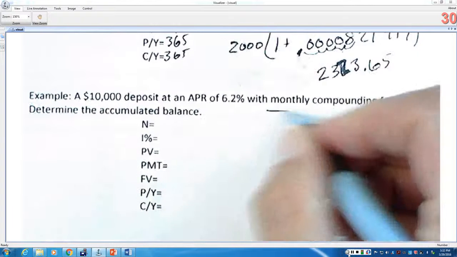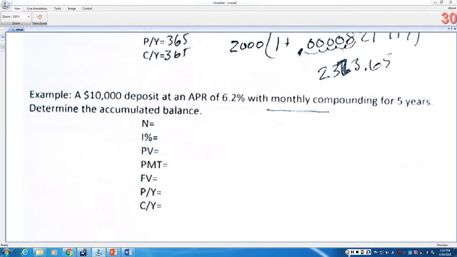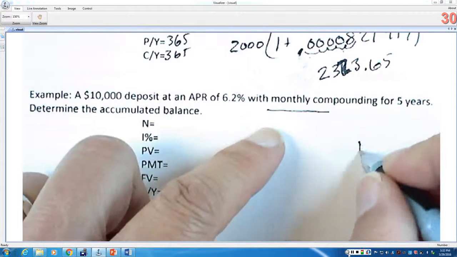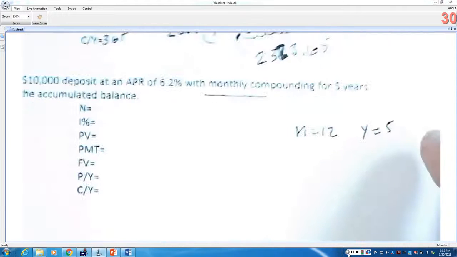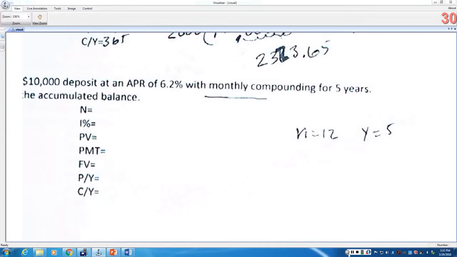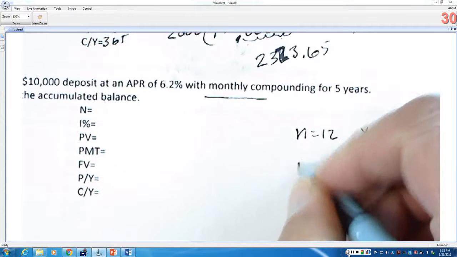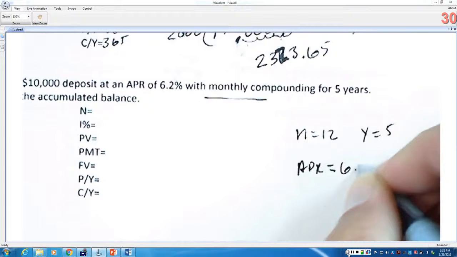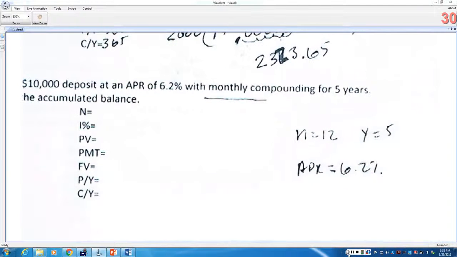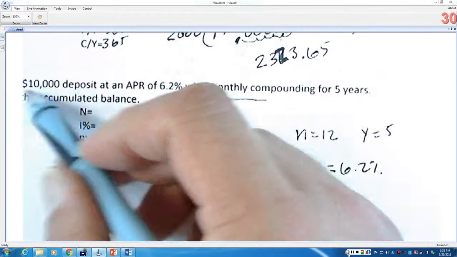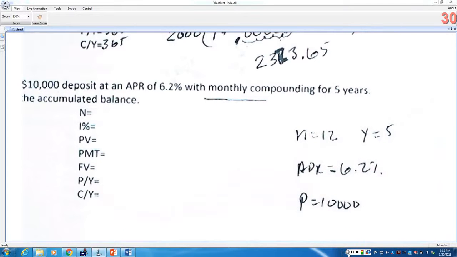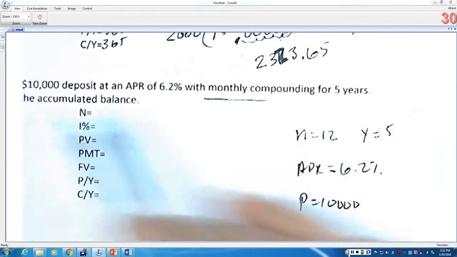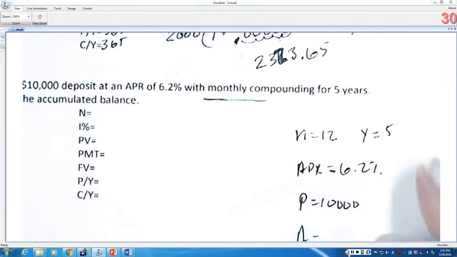Now, monthly, what do you think you're going to have for N? Monthly, 12 times 5. Yes, it's going to be 12 times 5. N is equal to 12, and Y is equal to 5. That's correct. And then you have your APR. Your APR is equal to 6.2%. You have a principal of $10,000. You want to determine the accumulated balance. You want to find A.